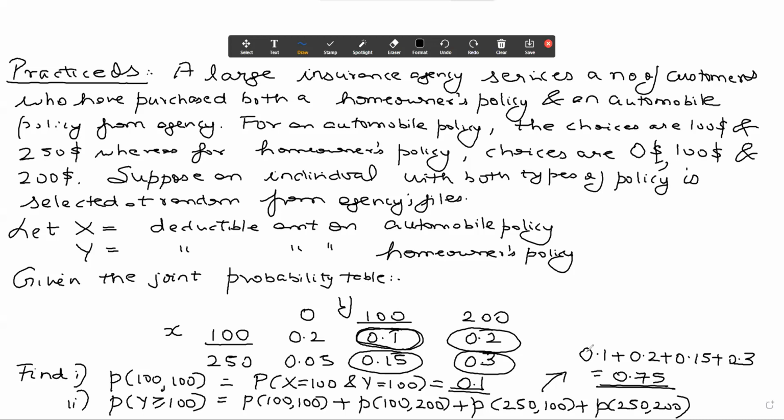So I hope all students have understood the definition of joint probability mass function, its properties, and the practice question. Now moving forward to the next part. Let's move forward to the next part, erasing all this.